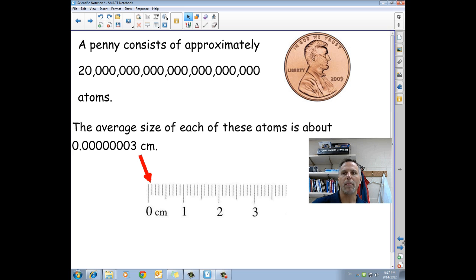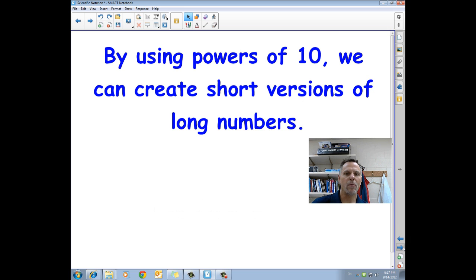So we can shorten that up. And we do that by using the powers of 10. We multiply by the powers of 10 and we can create shorter numbers out of very long numbers.